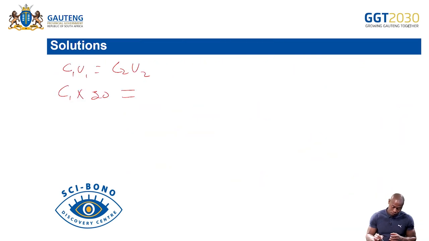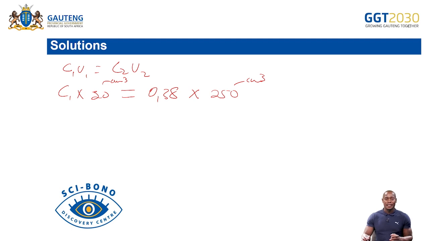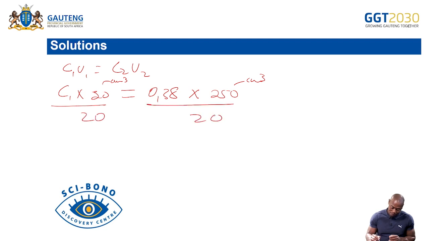So 20 C1 equals C2 V2. The concentration they said is 0.38, and the volume is 250. Remember, this is in cubic centimeters and this is also in cubic centimeters, so there's no need for us to convert here. The cubic centimeters will cancel out. So we divide by 20 on both sides. C1 will be 0.38 times 250 divided by 20.